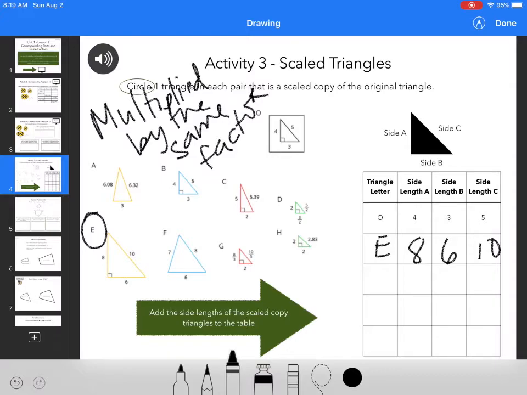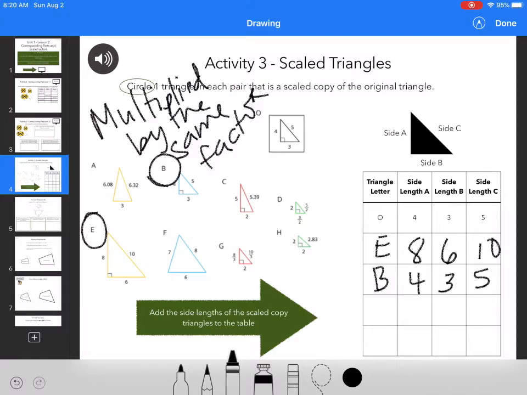So then I'm going to look at my next pair, and I'm going to think, what would be a scaled copy? Well, F definitely looks completely different. It doesn't look like it was pulled from the corner, and it's proportional. So, triangle B has the exact same numbers. So triangle B is my scaled copy. So that would be 4, 3, and 5.